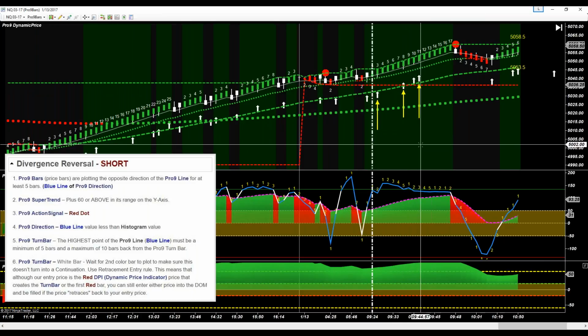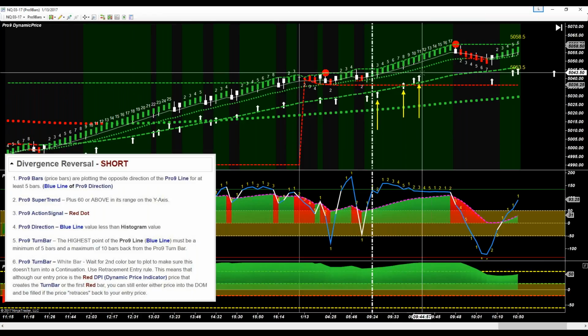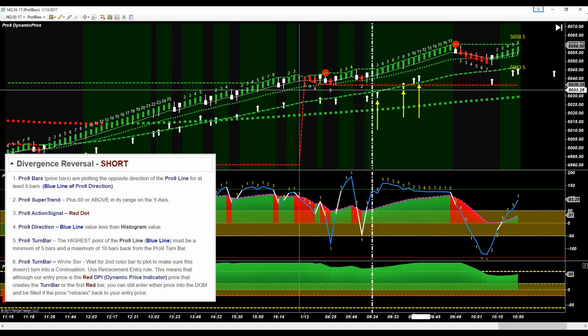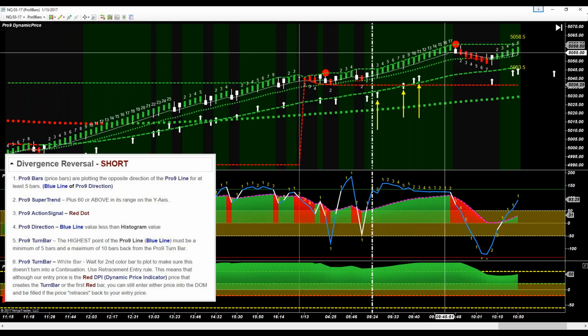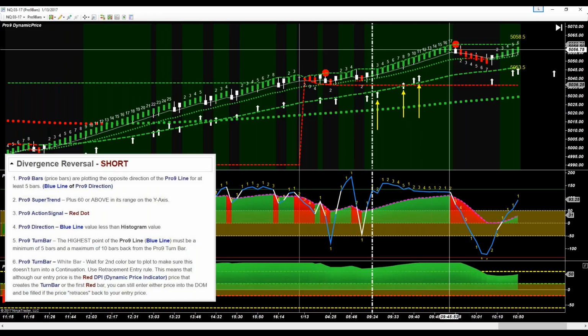I think after this point it slowed down a bit, so you'd have time to enter into this one. And again, we hit our profit target somewhere before the 2nd color bar plots. Trail at the low of bar 15, adjusted to the low of bar 16 after that plots, and then widen to the DPI at the close of bar 17.